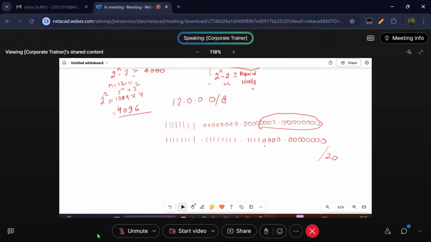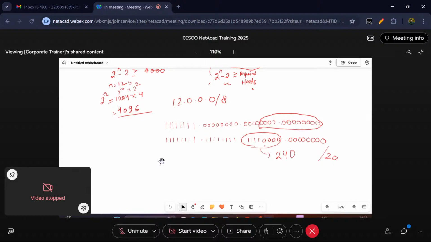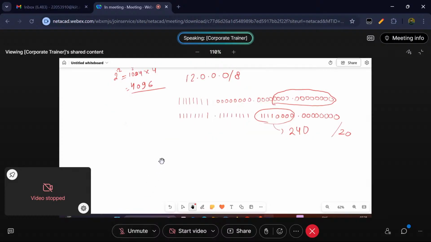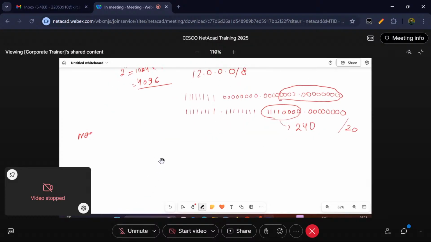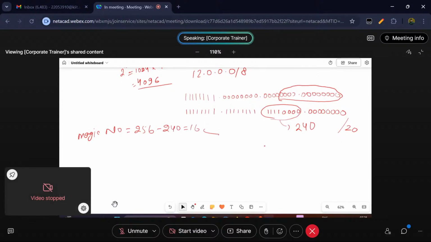Where did you get the changes? In which octet? Third octet. So what is the decimal equivalent of this third octet? 240. Very good. Now calculate the magic number. 256 minus 240, we got 16. So those who got the 16, that is the right value for the magic number.